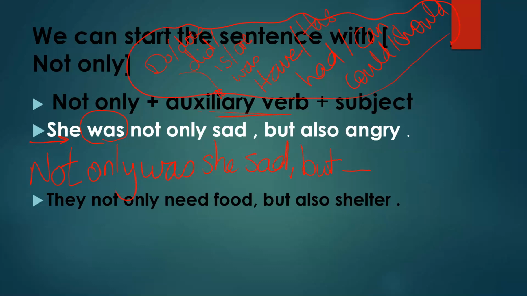So how do you form the question? Have a look here. She was not only sad. If you want to form a question from this sentence, she was not only sad, you are going to do it like this: was she sad, right? Yes, miss. So this is exactly what we are doing. We are changing it into a question. So not only was she sad, you are taking it as if it is a question.